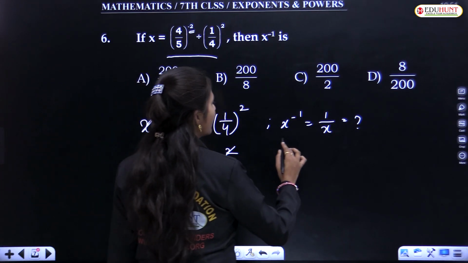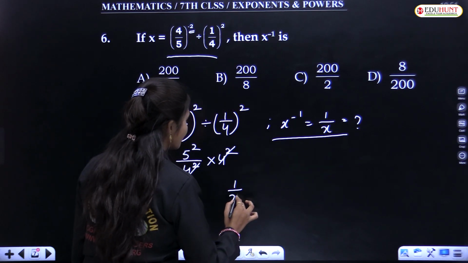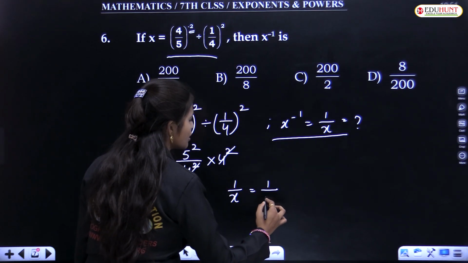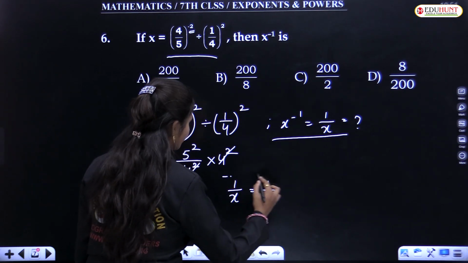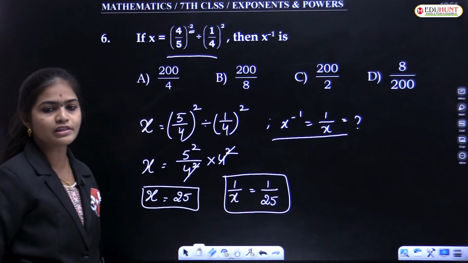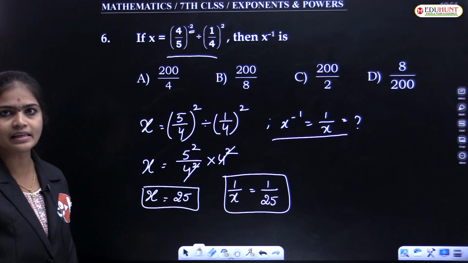Now what we have to find out? 1 by x value we need to find out. So at the place of x just write down 25. So 1 by x is equals to 1 by 25. Is it clear to you?